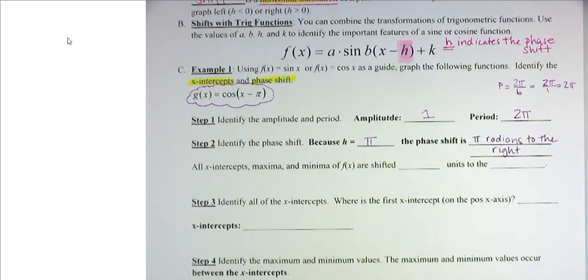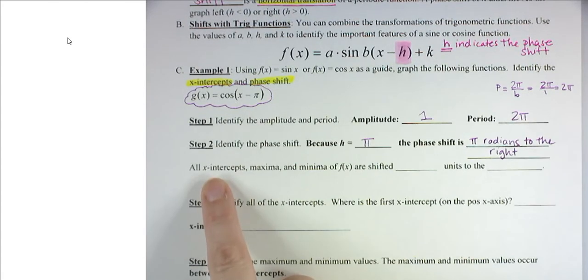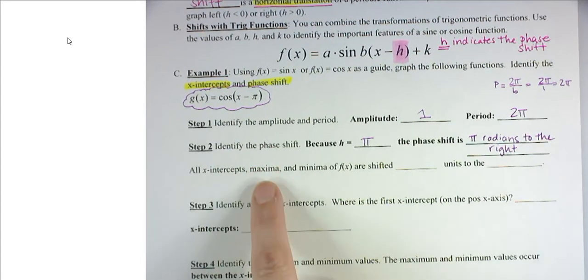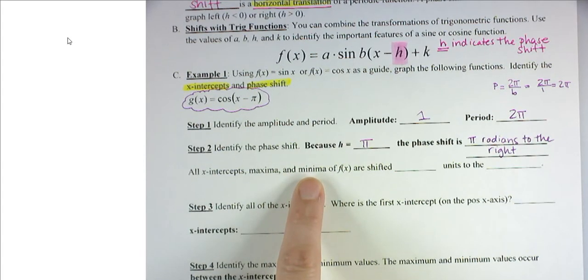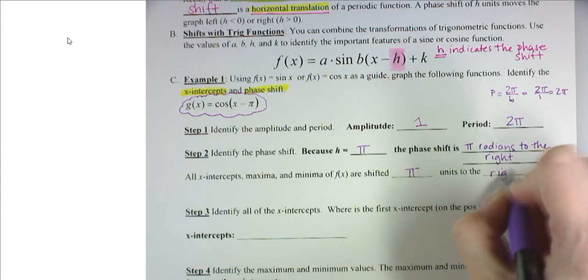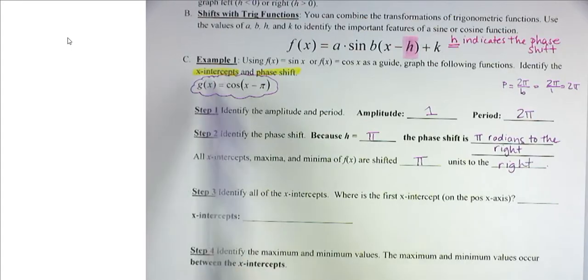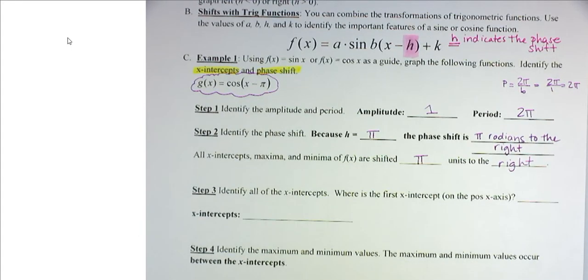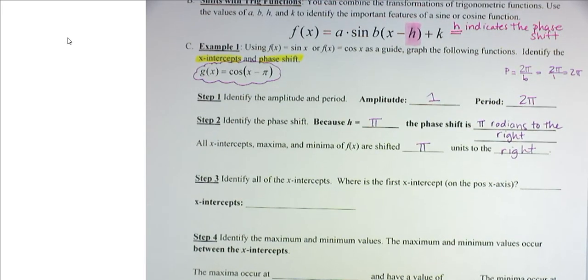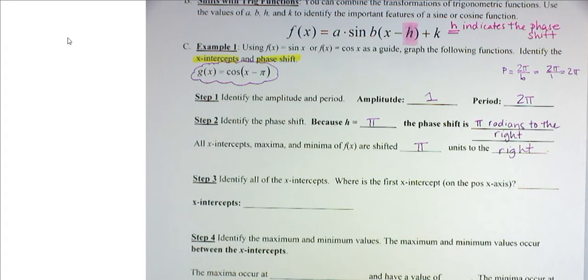Now, when you have a phase shift, all of the x-intercepts, the max value, the min value, all of those are shifted pi units to the right. So we're going to be shifting all of those. They do say to identify the x-intercepts. Really, you can wait and do this until after you graph. Like I said, this is how the book shows you. You can look and see what your positive x-intercept is on your cosine graph.